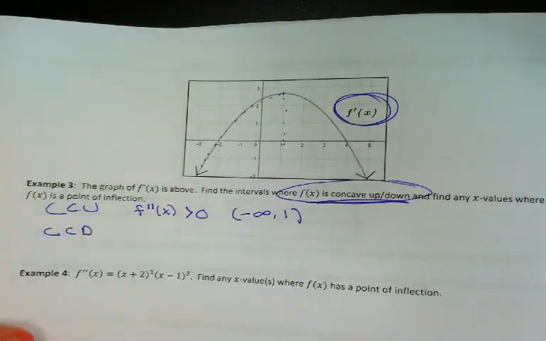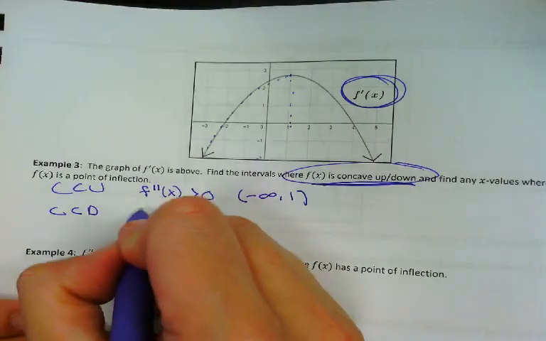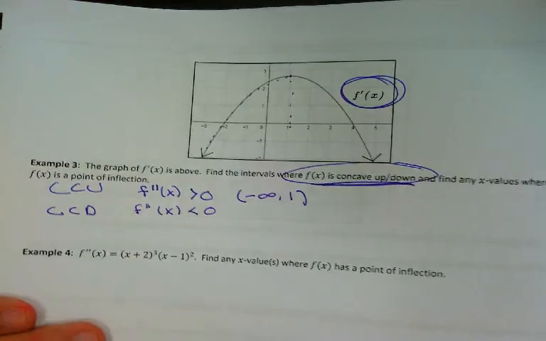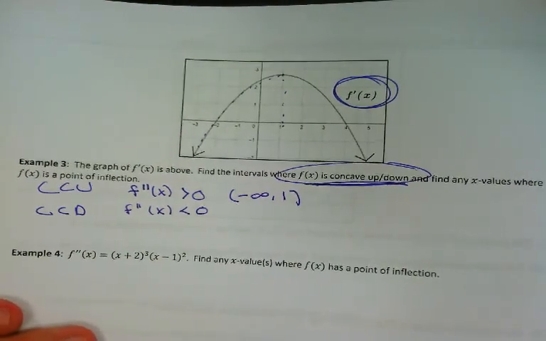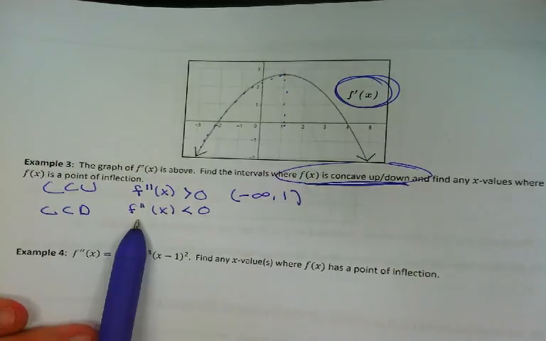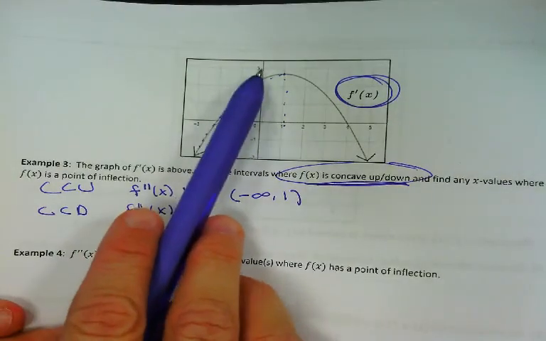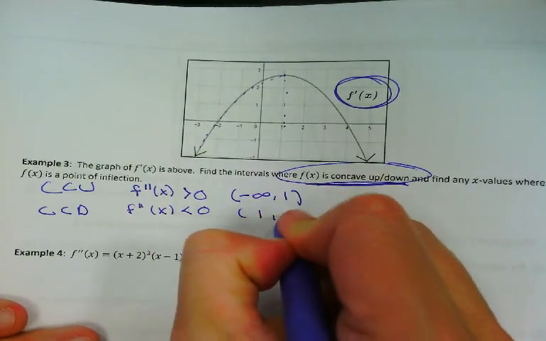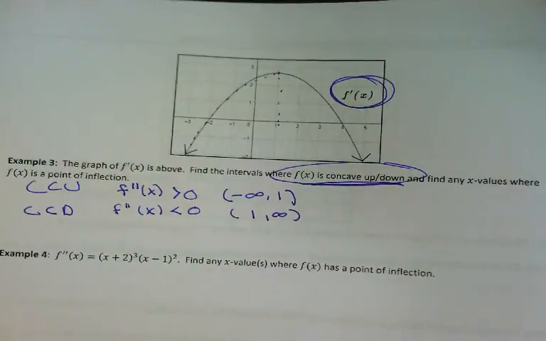Concave down. Again, start with justifying. F double prime is less than 0. Again, I have f prime. I want f double prime. I'm looking at the slopes. My slopes are negative from 1 to infinity.